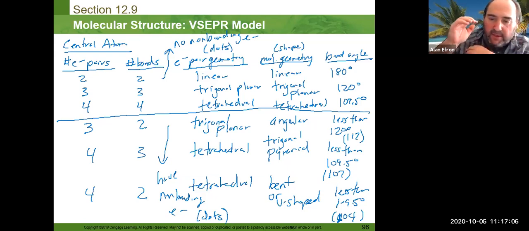Memorize this many electron pairs, this many bonds. These are the names that go with it, and it's the best way to do it. And again, if you draw that Lewis structure with no dots, it's going to be the same name. If you do see dots, the electron pair geometry will remain the same, but the molecular geometry name will change. Question on that there.